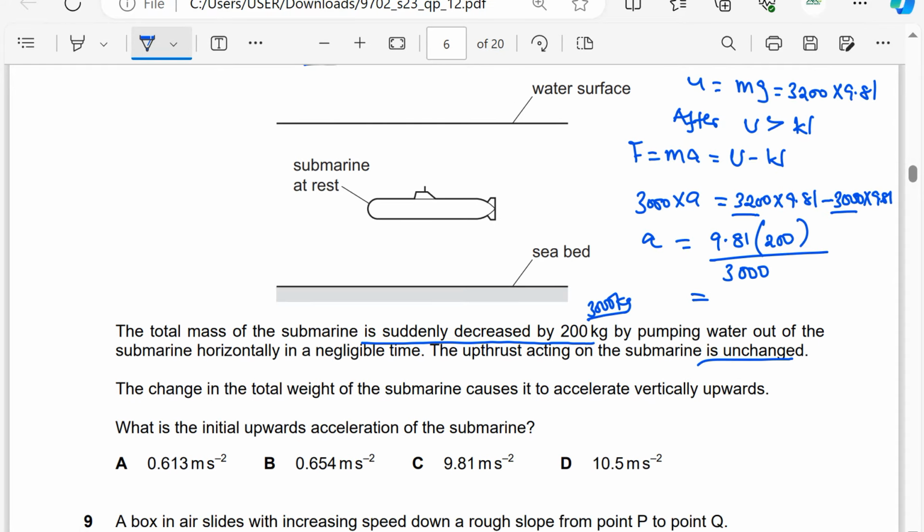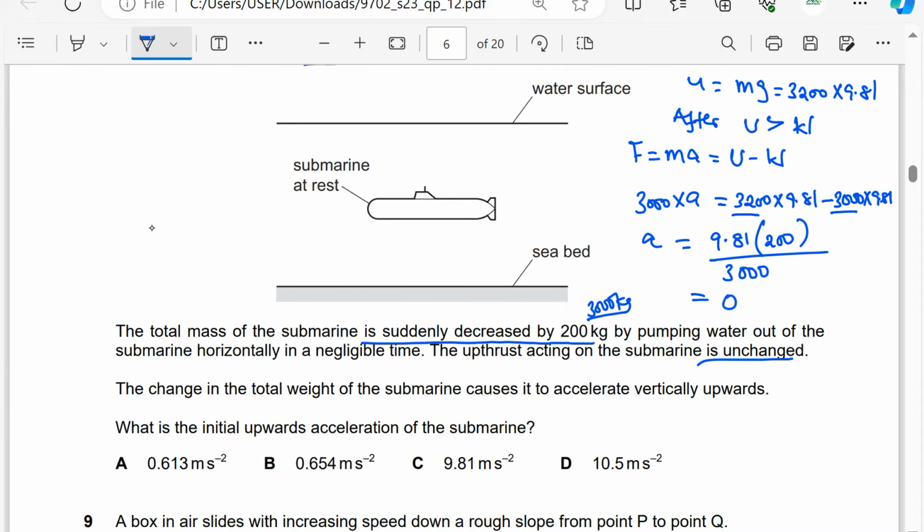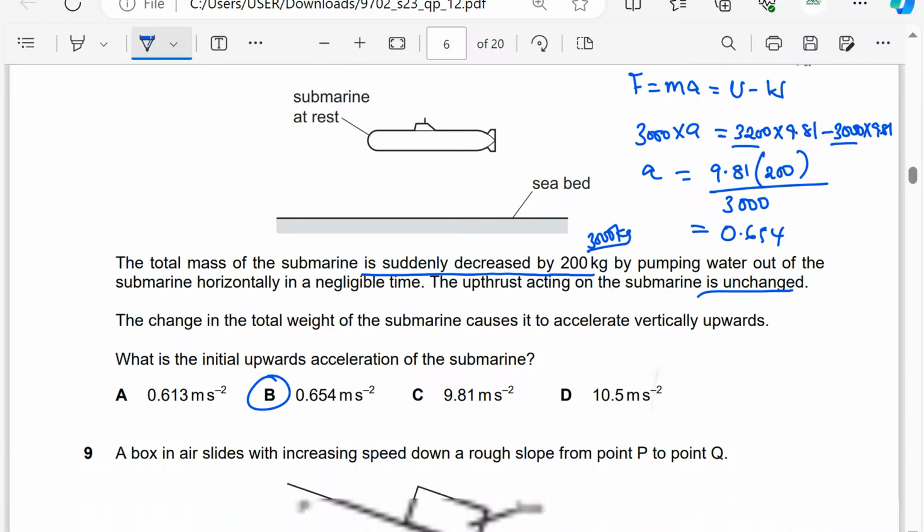So what is the initial upward acceleration? I'll just check my calculator. 9.81 times 200 divided by 3,000. So this is 0.654. So the answer is going to be B.